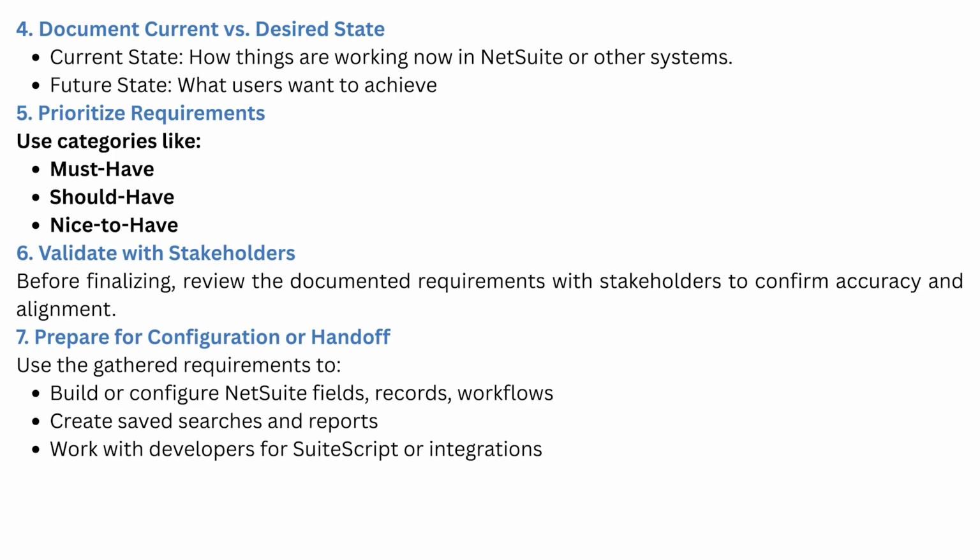A common approach is to categorize the requirements using a hierarchy, such as must-have. These are critical features or functions without which the system would not be viable. Should have. These are important but not vital. They may be implemented after the core needs are met. Nice to have. These are enhancements or extras that can improve the experience but are not essential.